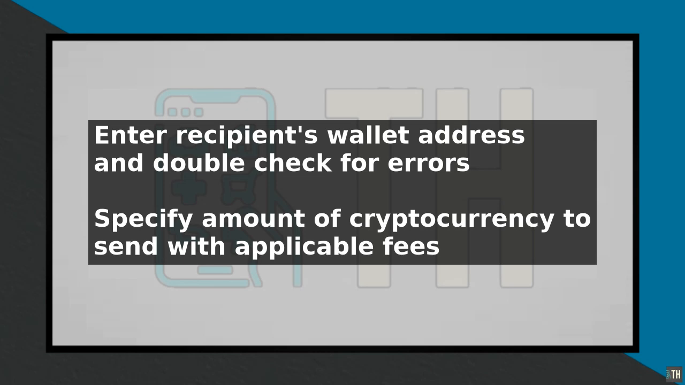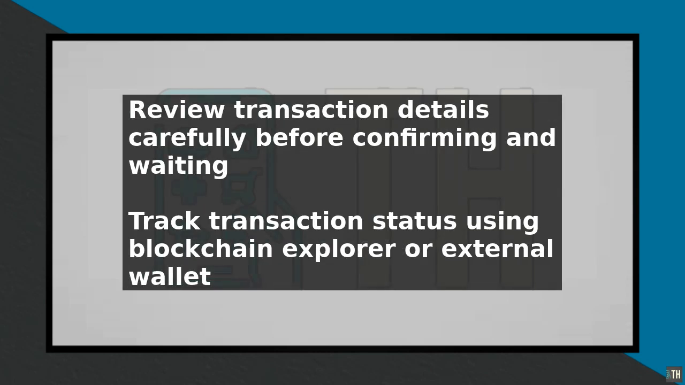It is essential to note that cryptocurrency transactions can take some time to process, depending on the network congestion and the speed of the transaction. You can track the status of your transaction using a blockchain explorer or by checking your external wallet. Finally, once the transaction is complete, you should see the funds reflected in your external wallet.